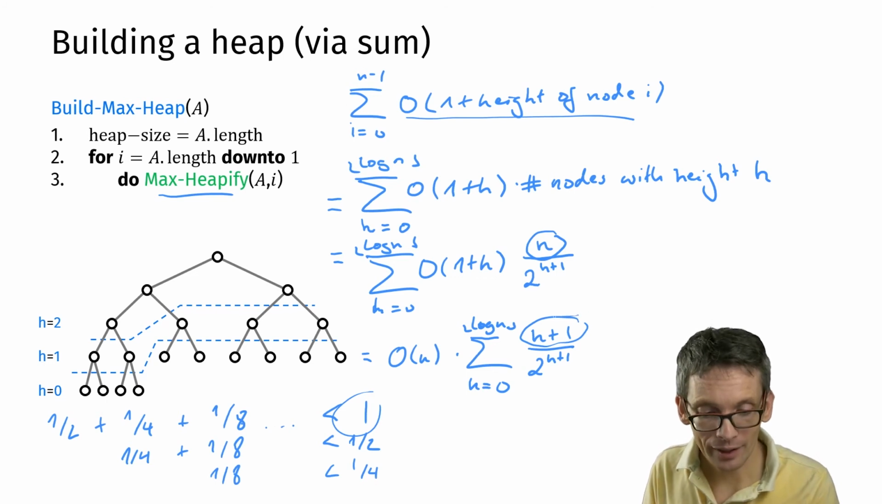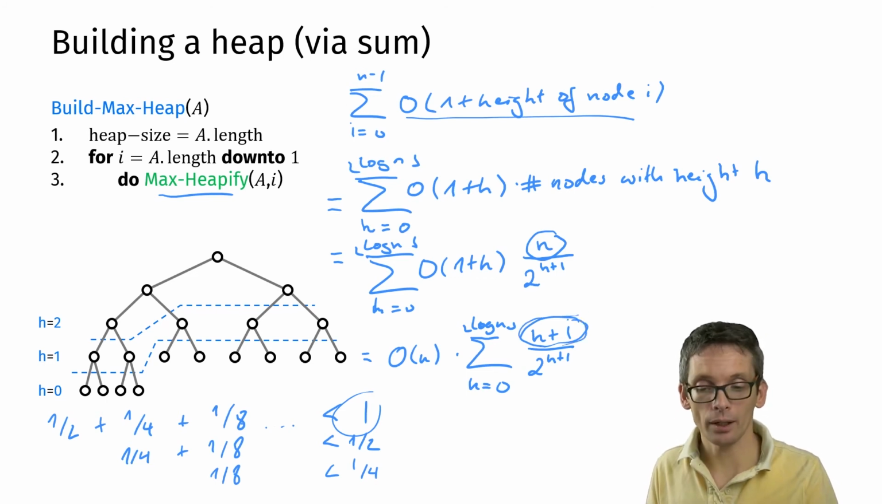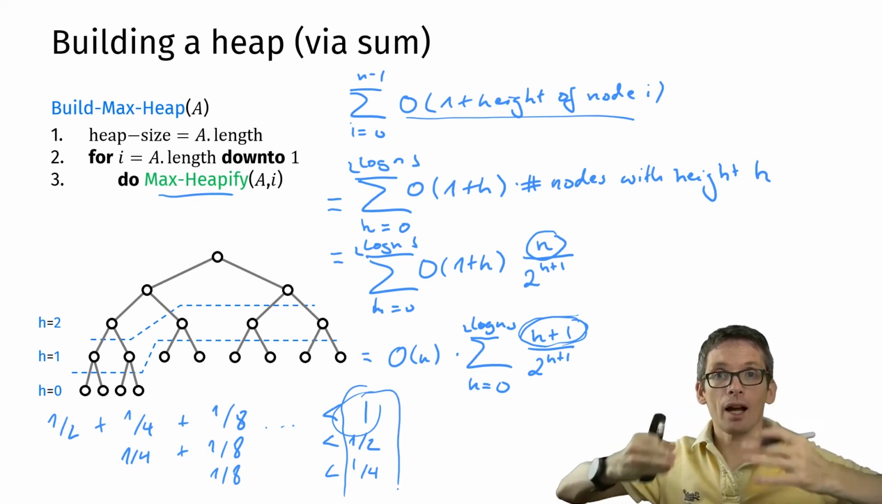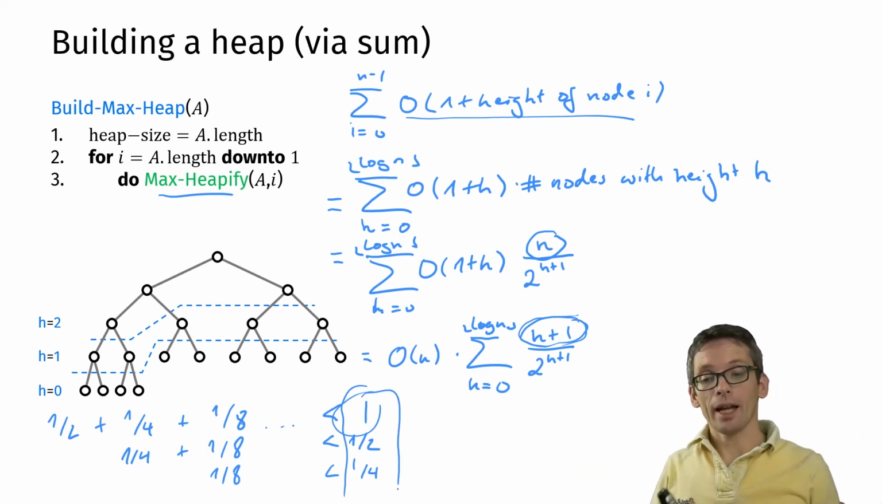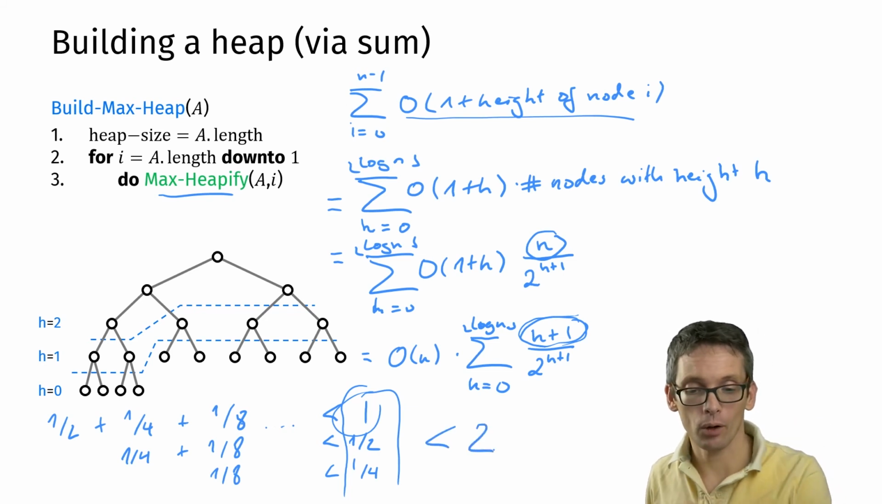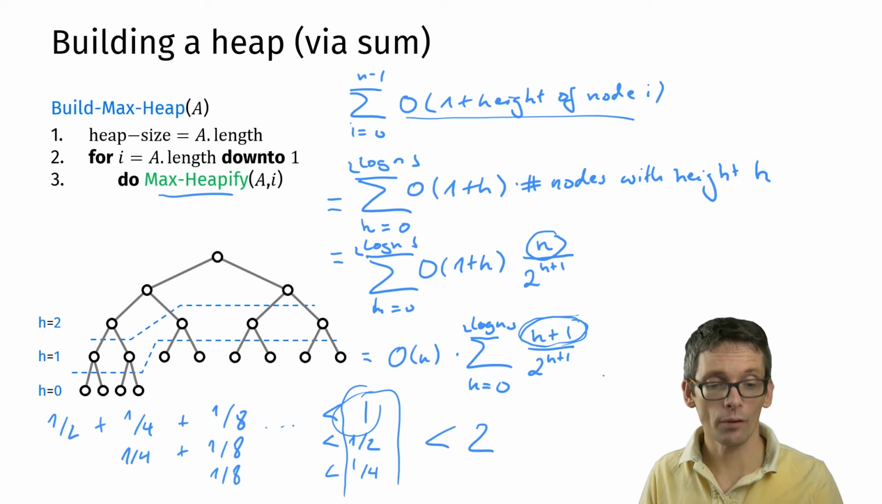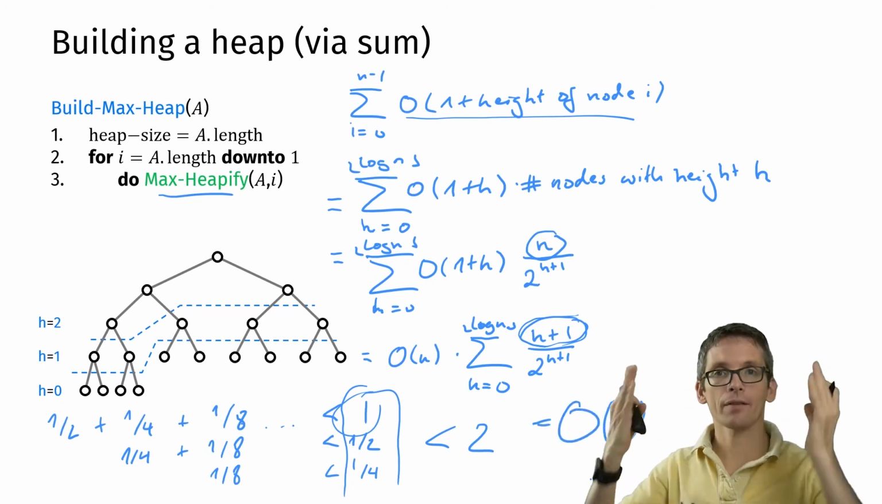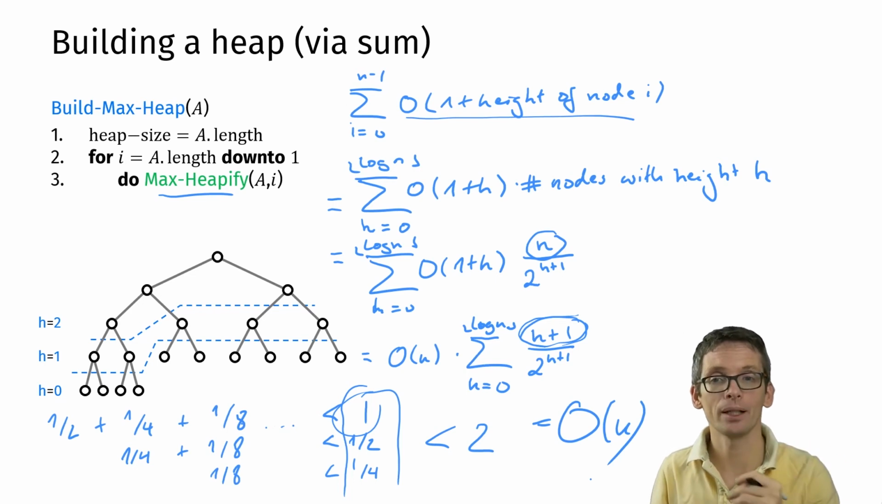So if I take into account the h plus 1, then I actually can rewrite it to get this sum here, 1 plus 1/2 plus 1/4 plus 1/8, and so on, and that is smaller than 2. So overall we have a sum that is smaller than 2. O of n times that sum is in O of n, and that is the running time of Build Heap.